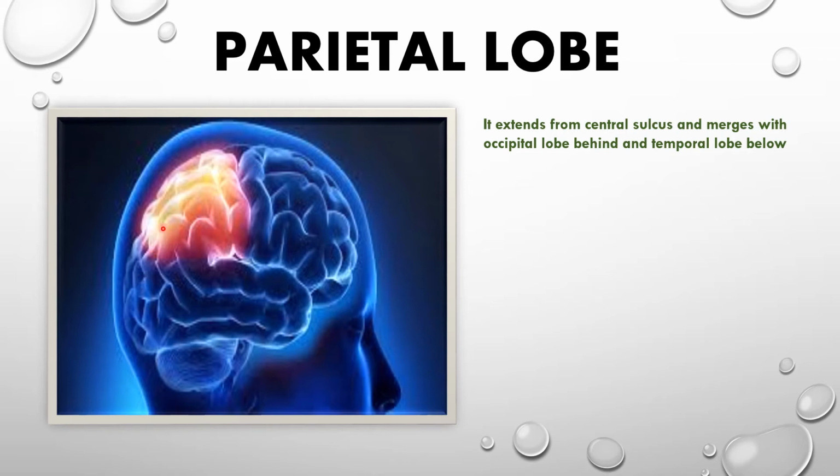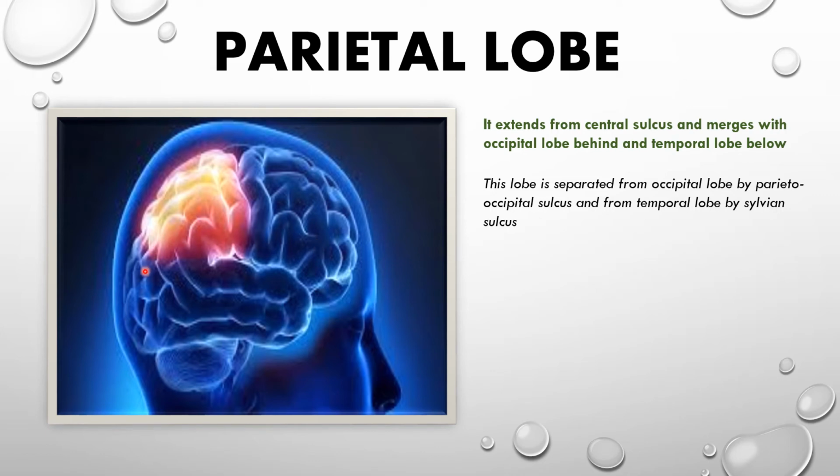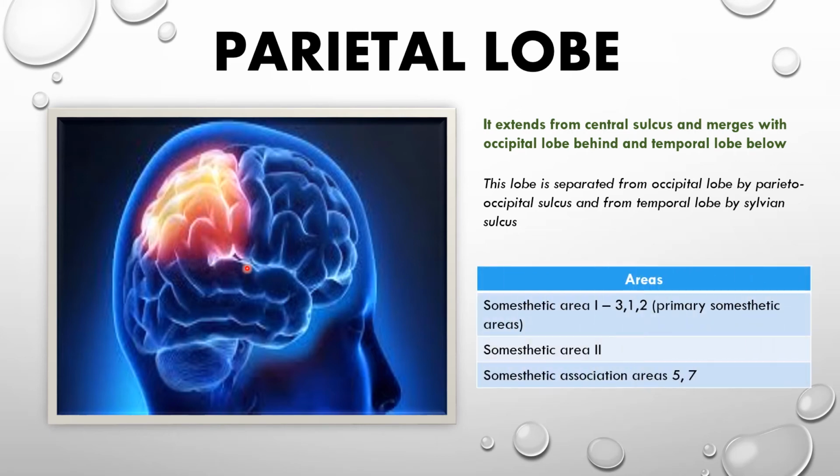It extends from the central sulcus and merges with the occipital lobe behind. This is the occipital lobe. The parietal lobe merges with the occipital lobe and the temporal lobe below. This lobe is separated from the occipital lobe by the parieto-occipital sulcus, and from the temporal lobe by the sylvian sulcus or the lateral fissure.